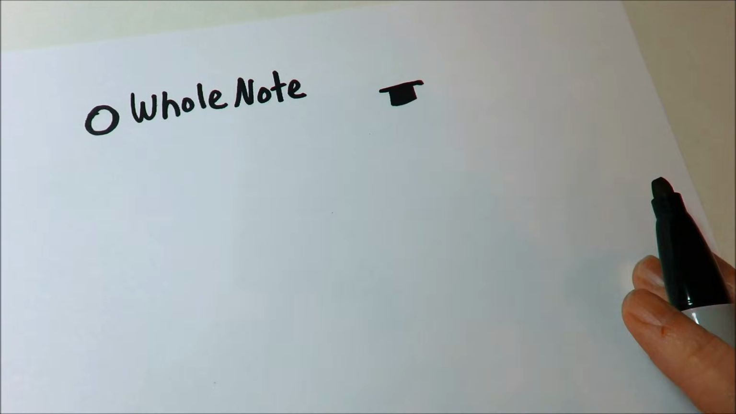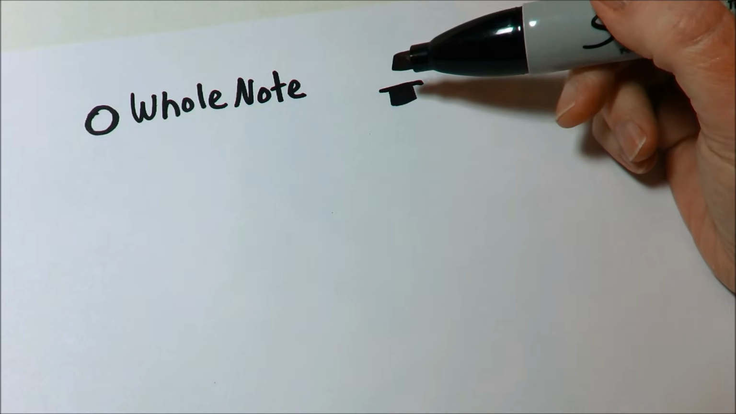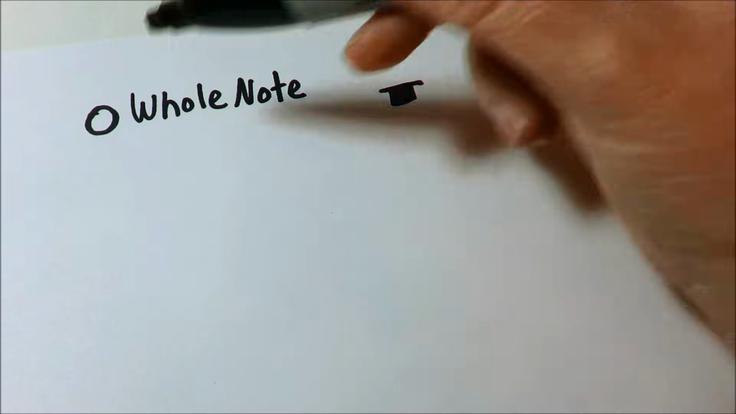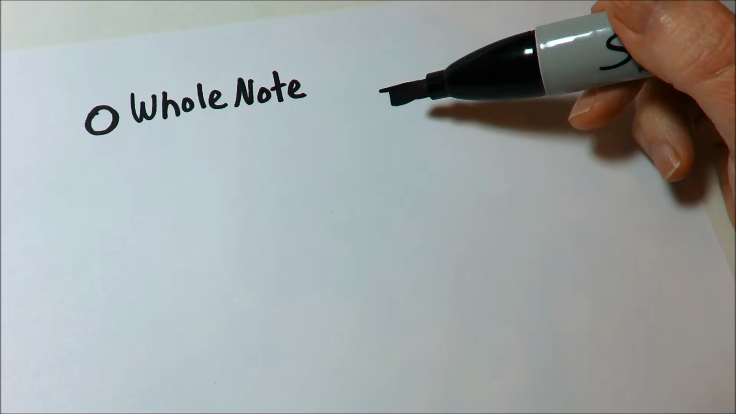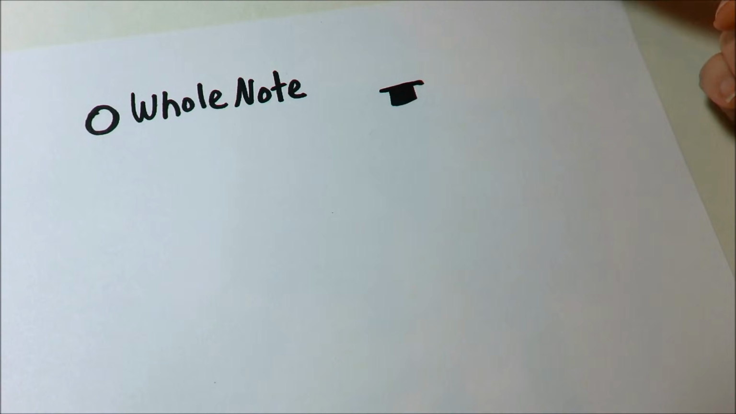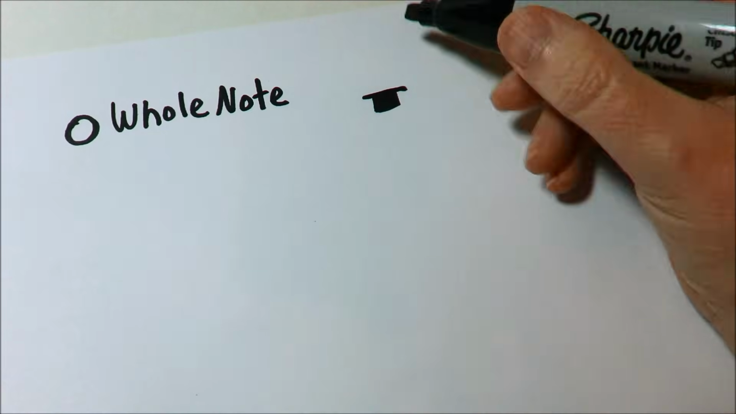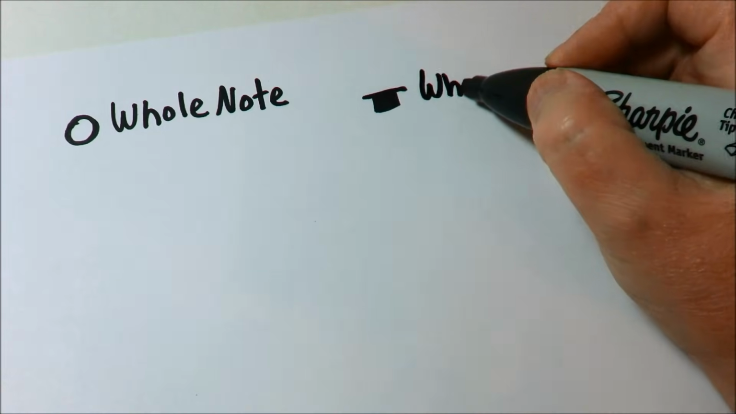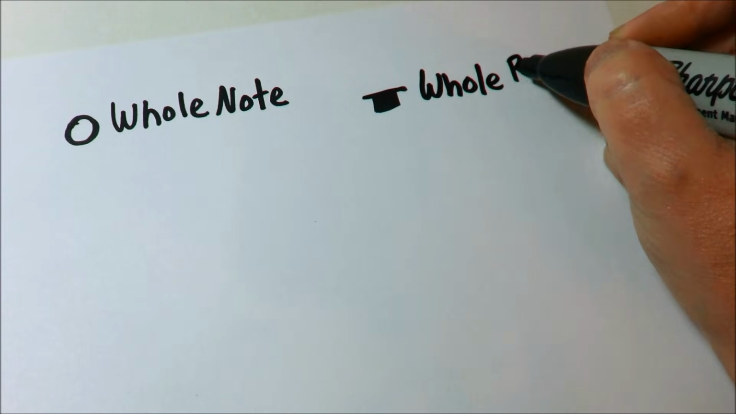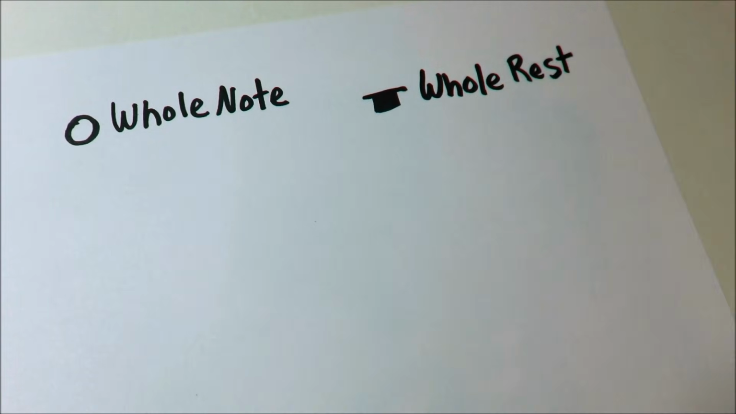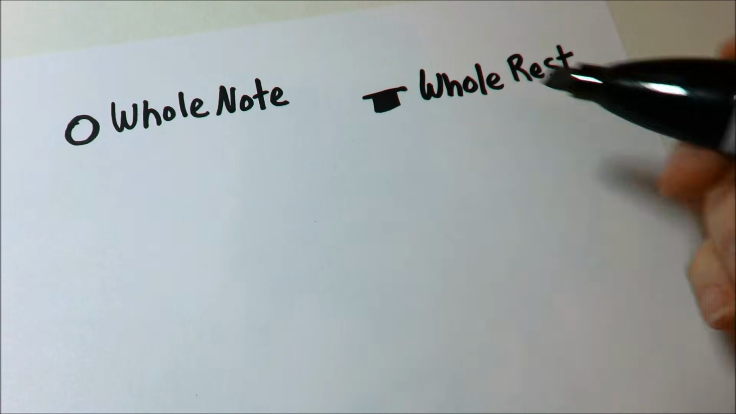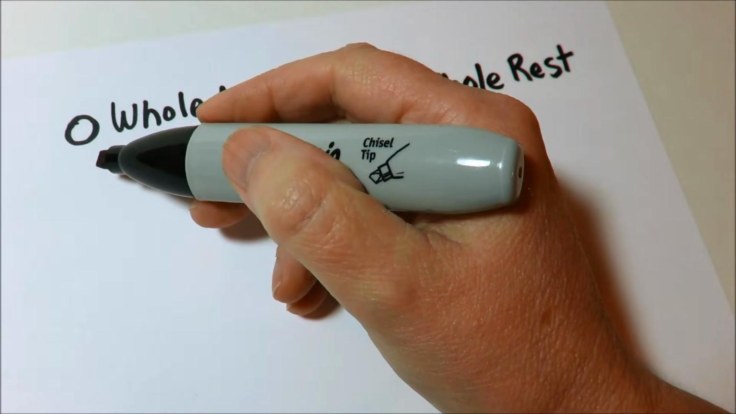Now over here, if this is his partner, they share the same first name, but he doesn't have a tummy, so he's got to be a rest. Hopefully you've already figured it out. This is a whole rest. Make sure you write the name there. Now, this is easy enough because it looks like a hole.